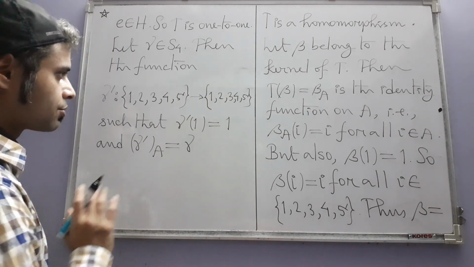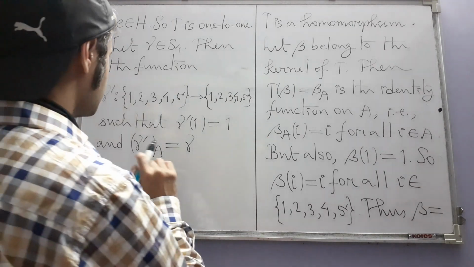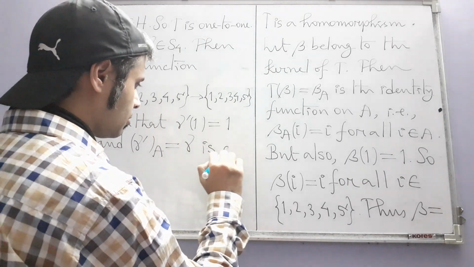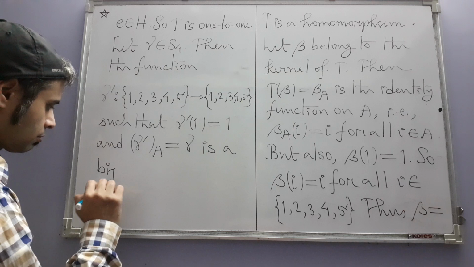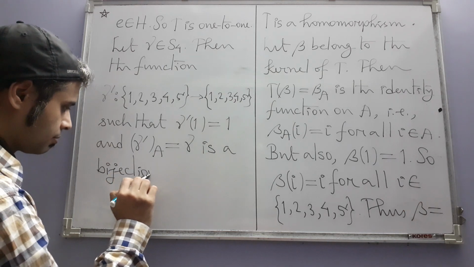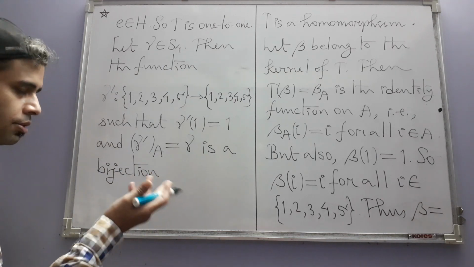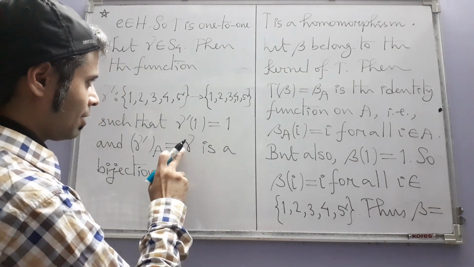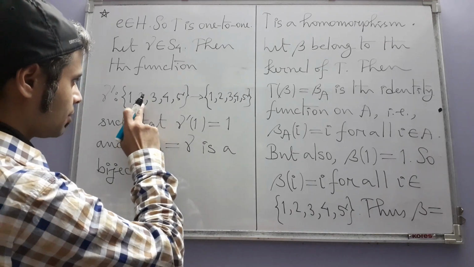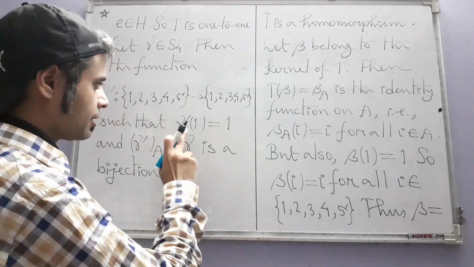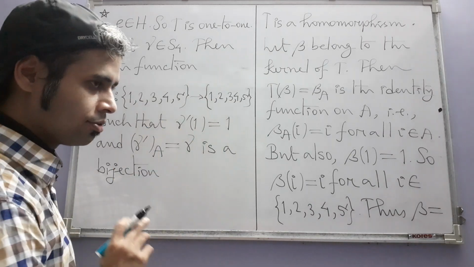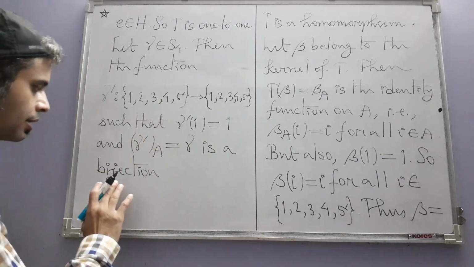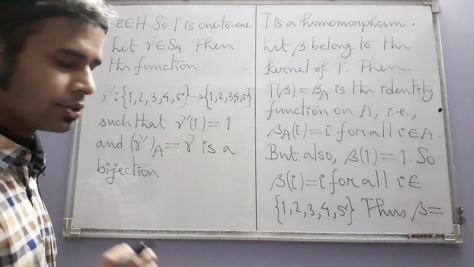So this achieves 2 things. Well, actually 3 things. Let me just write. Then this function is a bijection, which you can easily argue. You just use the fact that gamma itself is a bijection from 2, 3, 4, 5 to 2, 3, 4, 5, and we have just additionally included one more point. So that makes gamma prime a bijection. I am not going to elaborate any more on this.